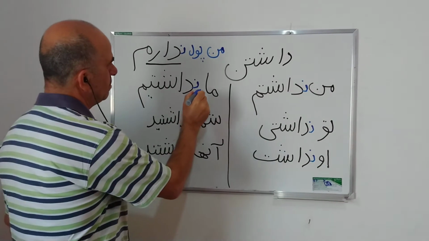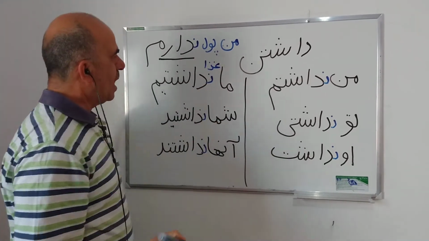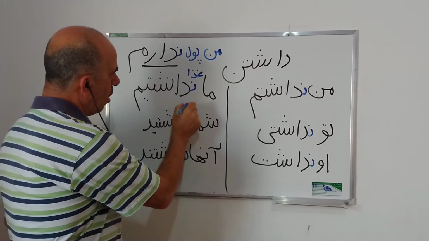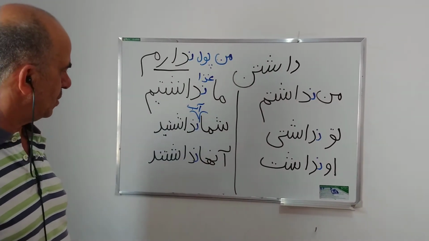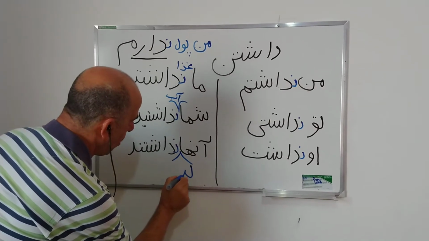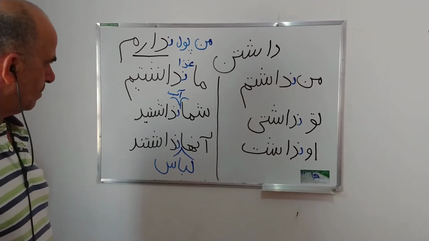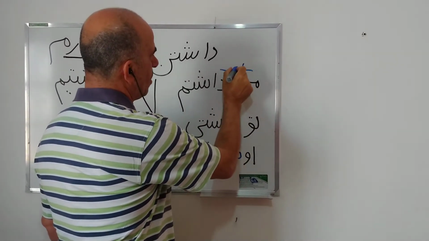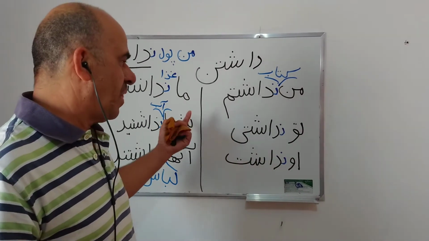ما پول نداشتیم. ما غذا نداشتیم. We didn't have food. غذا. شما آب نداشتید. You didn't have water. آنها لباس نداشتند. لباس. They didn't have clothes. من کتاب نداشتم. I didn't have a book. I didn't have the book.